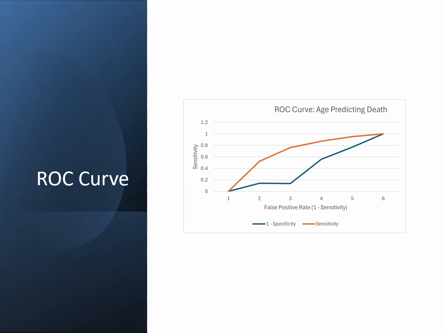This ROC curve shows how well age predicts whether a patient will live or die. The x-axis represents the false positive rate and the y-axis represents sensitivity. Each point represents a different age cutoff value. The curve demonstrates the trade-off between sensitivity and specificity.